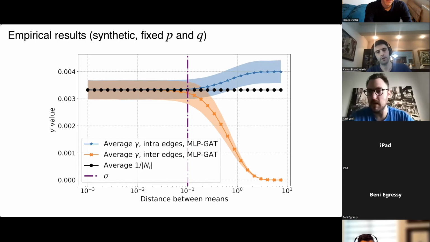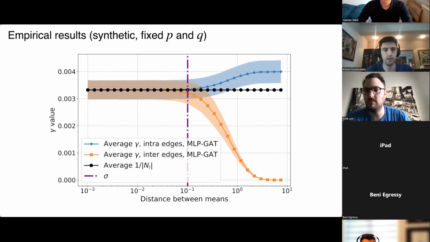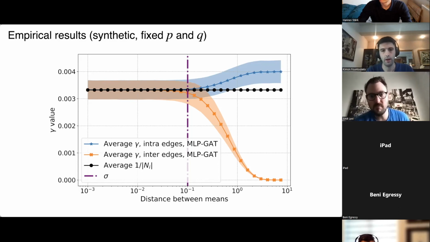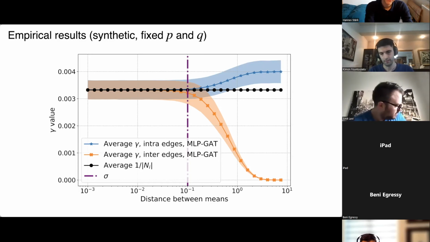On the left side of the purple line, we have the hard regime. On the right side, we have the easy regime. You can see for the hard regime that the average gammas concentrate around the uniform measure. Then as the distance between the means becomes larger than the standard deviation, you start to see the separation between the intra and the inter gammas. In particular, the intra gammas remain large compared to the inter gammas, which converge to 0.